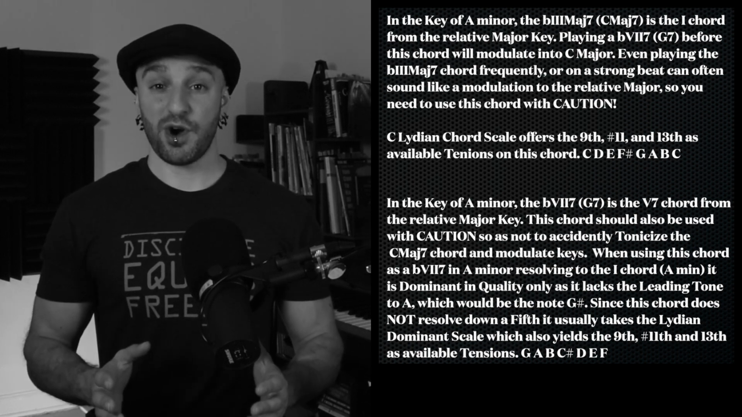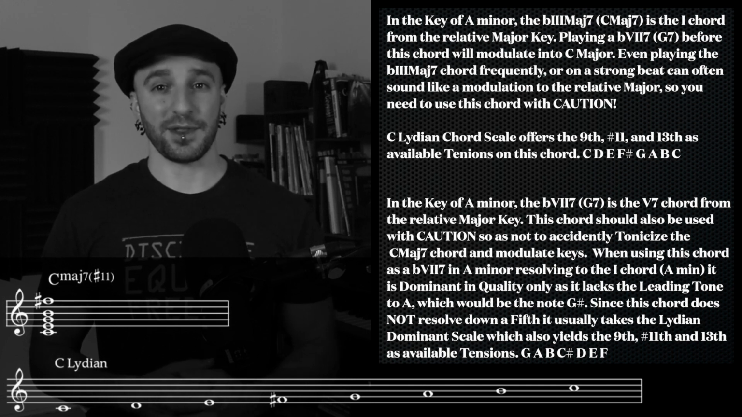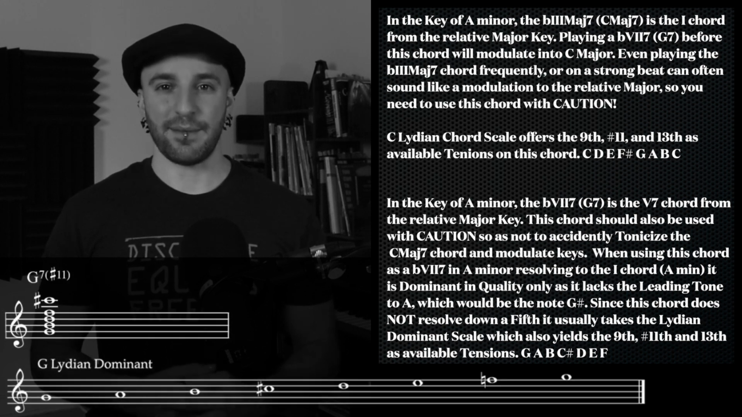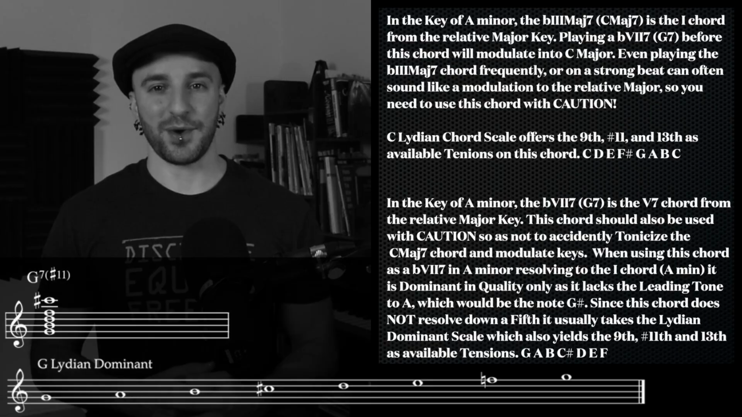For that C major chord, you can use a Lydian chord scale, which gives you a tension sharp 11 available on the chord. And for the dominant chord in the flat 7th degree, you can use a Lydian dominant chord scale, which also gives you a tension sharp 11 available on the chord. The dominant 5 chord in a minor key is where things get really bizarre because it can take almost any tension, including a flat 9th, which is a half step or a minor 9th above a chord tone, breaking that rule about whole steps.